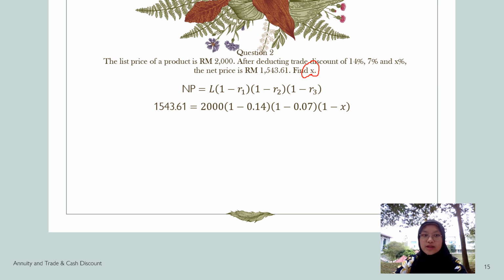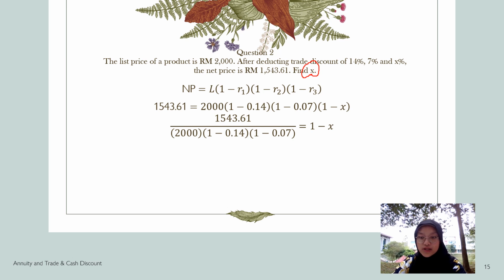So first we list down the net price. The net price is 1,542 ringgit 61 cents. R is the trade discount, and L, the list price, is 2,000 ringgit. So in brackets we put 1 minus 0.14, in brackets 1 minus 0.07, and 1 minus X, because we don't know the X and we want to find the X.